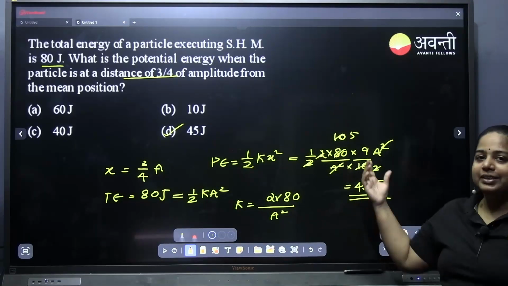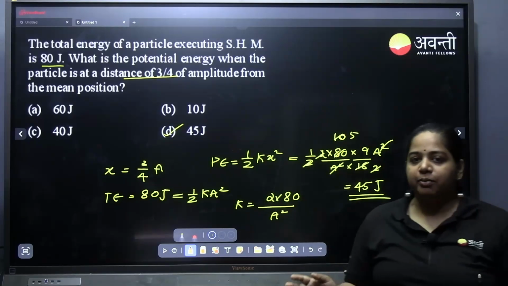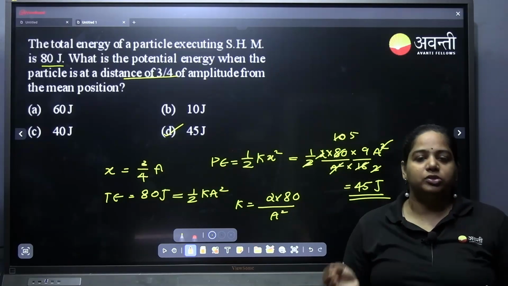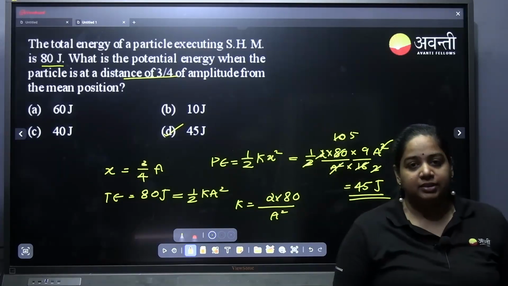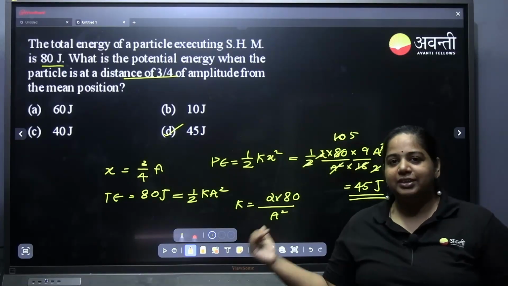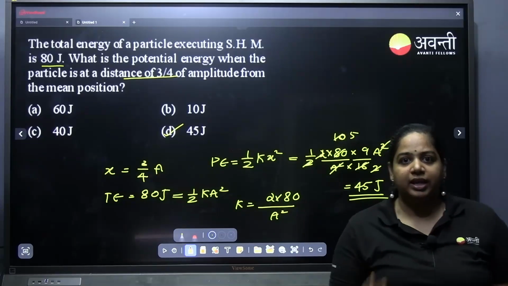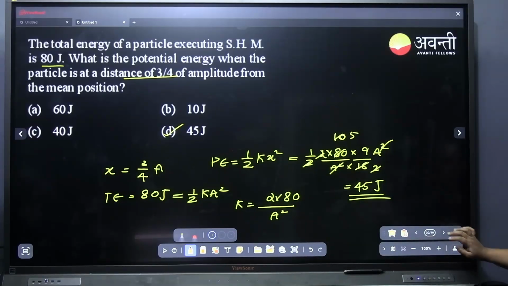So please, you have to speed up your calculation. That is true because you have less time here, but make sure that you are not making mistakes. So while practicing, please write down every step, every value, then calculate.